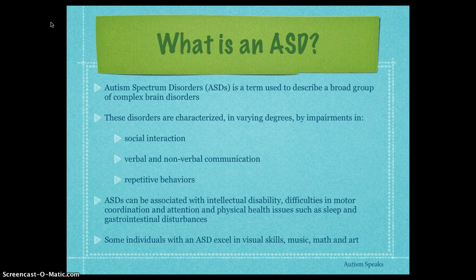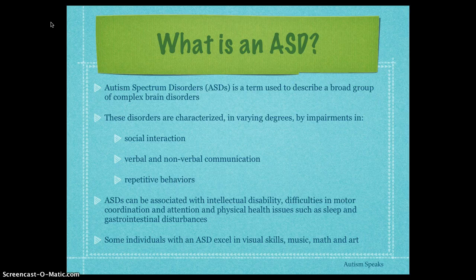Now, what is an autism spectrum disorder? And if you hadn't caught on already, those of us that talk about autism all the time will use the term ASD. It's a lot shorter than having to say autism spectrum disorder all the time. So when you hear ASD in this presentation, we are talking about autism spectrum disorders. And it is a term used to describe a broad group of complex brain disorders. And the disorder is characterized in varying degrees by impairments in social interaction, verbal and nonverbal communication, and repetitive behaviors.